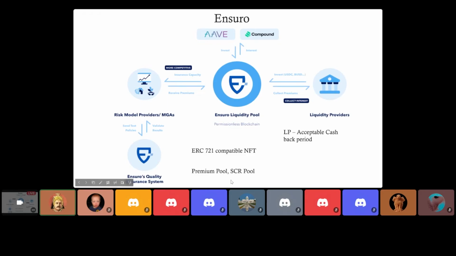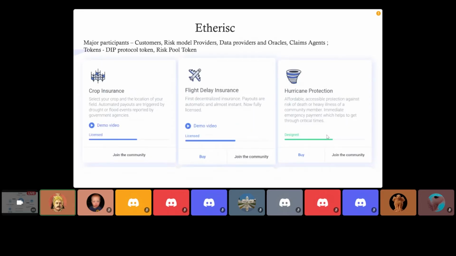What is the SCR pool? It is the solvency capital requirement. So if the SCR pool is touched, it means that the liquidity providers are losing their money. So this is a huge risk that the liquidity providers are taking here to get some sort of rewards. So this is the Ensuro protocol. We'll compare after looking at other protocols, and we'll compare them together. So this is Ensuro. Moving forward, we'll get to Etherisk. Etherisk is actually a very interesting protocol.